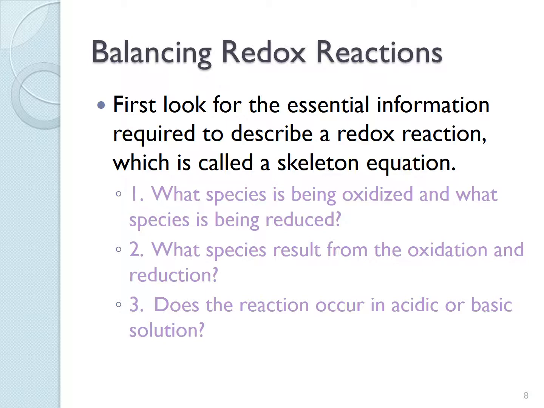All right, so if you look at a redox reaction and you want to balance it, we have to look at the main equation. Figure out first of all what's being oxidized and what's being reduced. Figure out what the products are of that oxidation and reduction, and those generally will be given to you, but you might have to add a few other things. And then you also want to know, does the reaction occur in acid or base solution?